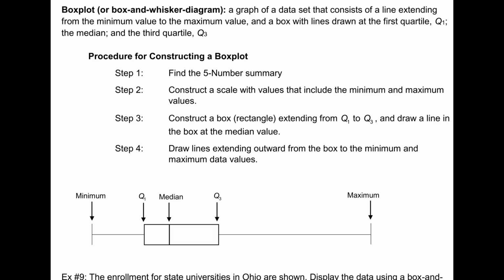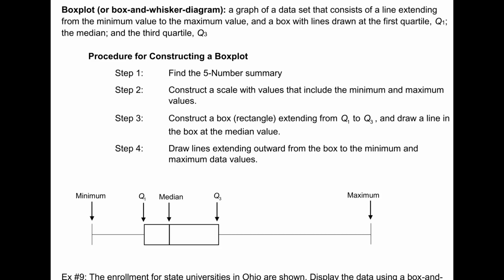It's rude. Box plot, also called box and whisker diagram: a graph of a data set that consists of a line extending from the minimum value to the maximum value, and the box with lines drawn at the first quartile, the median, and the third quartile.